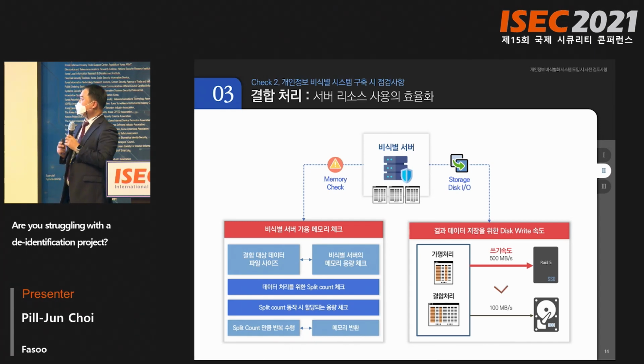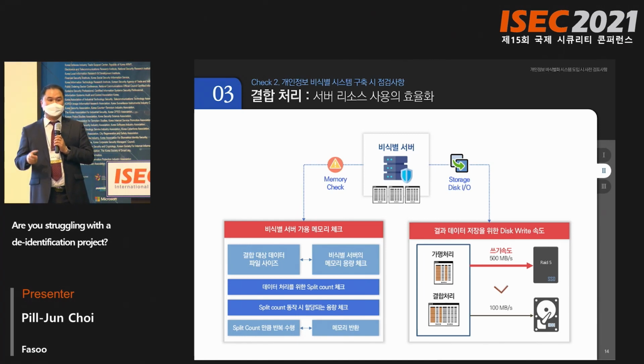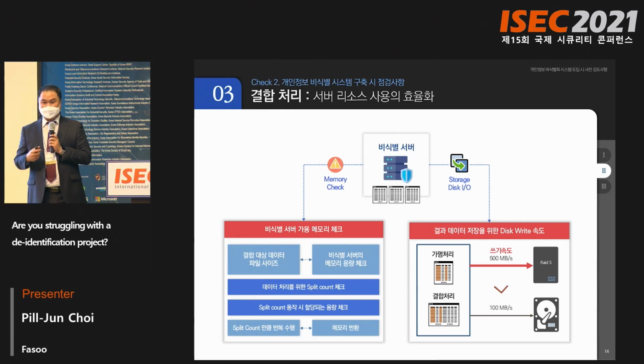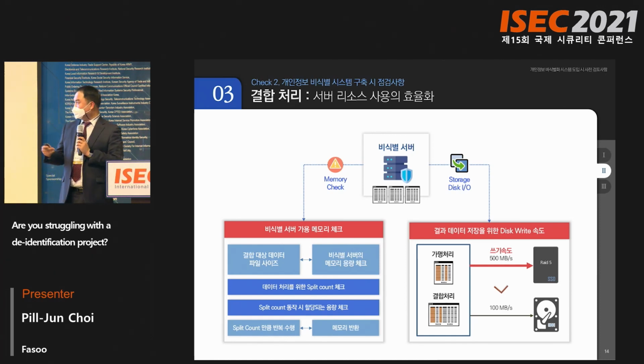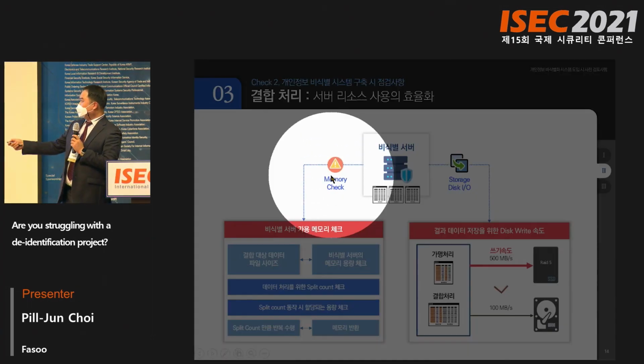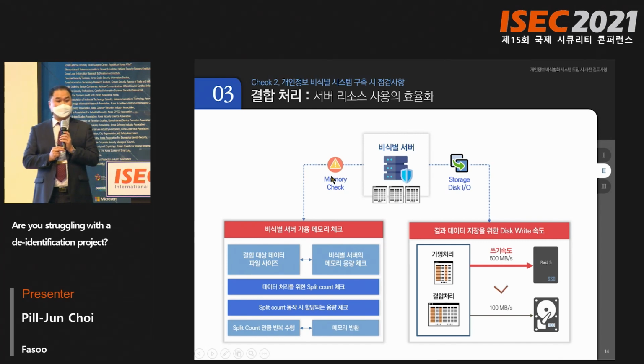Next is server resource use. Server resources have to be effectively used. But usually, combination happens at the memory level, and the de-identification happens usually at the CPU level. So check the memory and CPU capacity. First, the memory needs to be checked. Memory resources are intensively used for the de-identification.